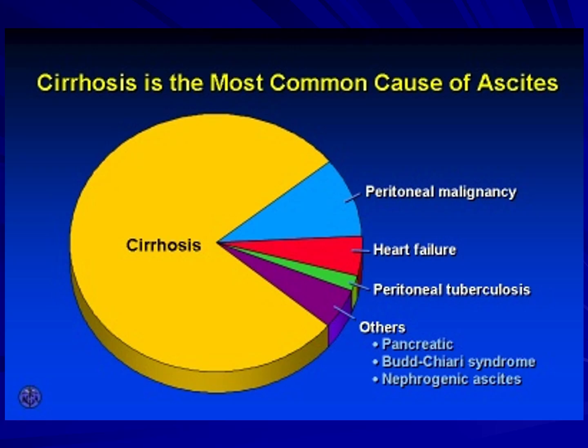Cirrhosis is the most common cause of ascites. In fact, 85% of the time, cirrhosis is the reason for the ascites. Other etiologies of ascites include malignancy, heart failure, renal disease, pancreatic disease, and others.